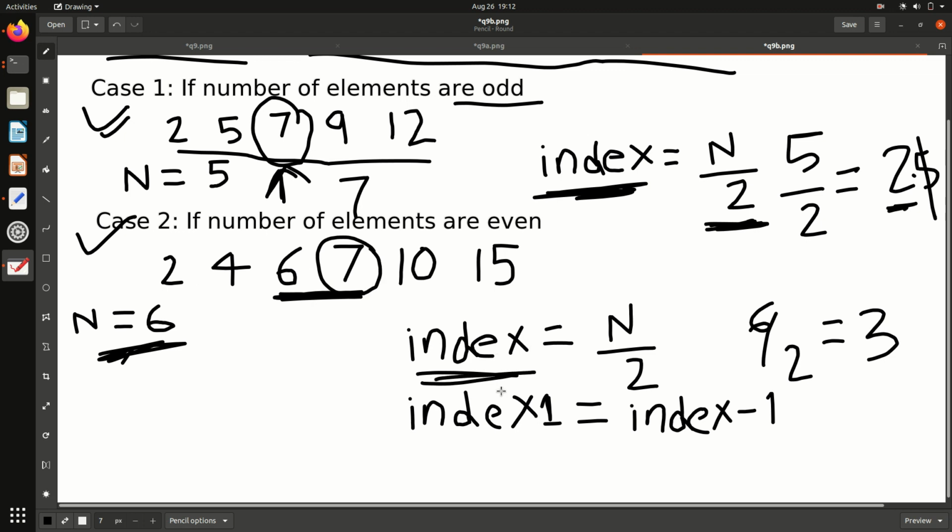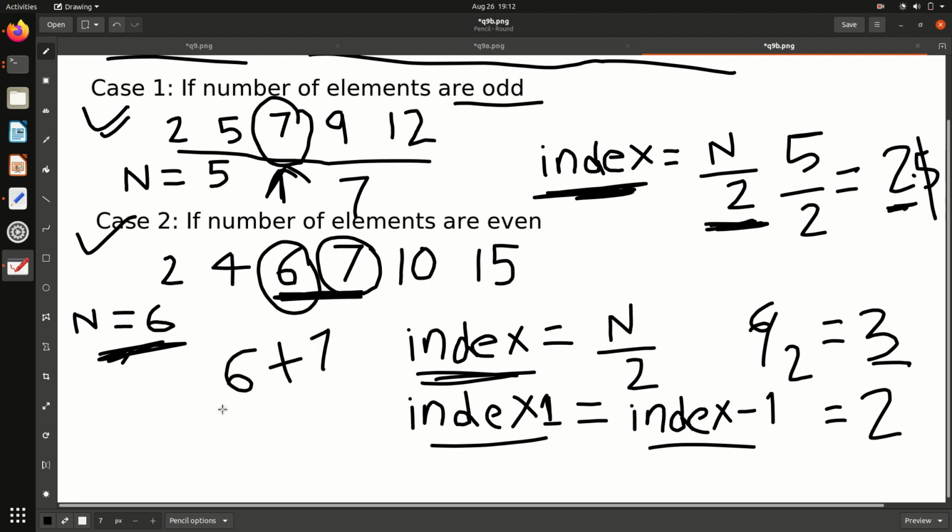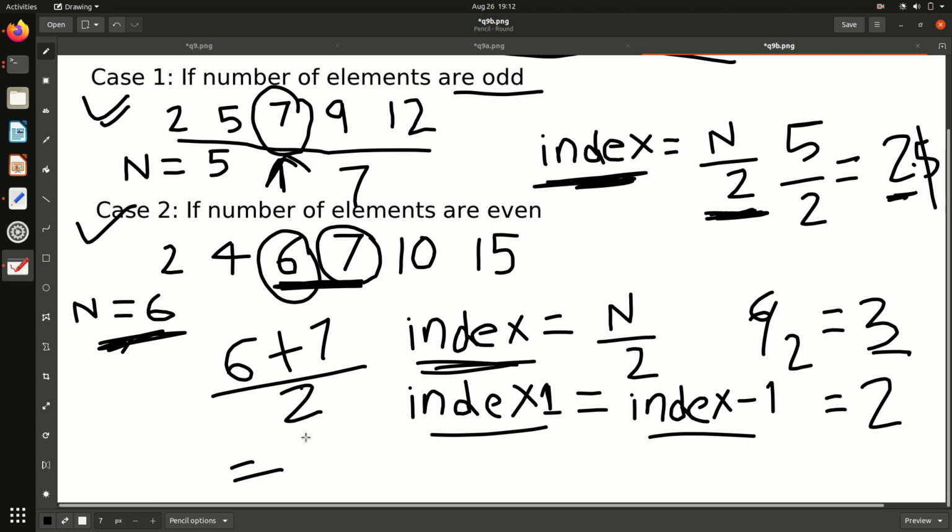This is the first index. And the next index will be whatever index we got minus 1, because we want the previous one also. So here it was index 3, so here it will be index 2, and index 2 is 0, 1, 2. We got the 2 numbers. Now to find the median, just add these 2 numbers and divide by 2, take the average. This will be the final median value, which is 13 by 2, which is 6.5.